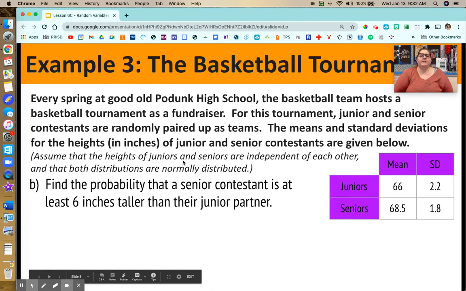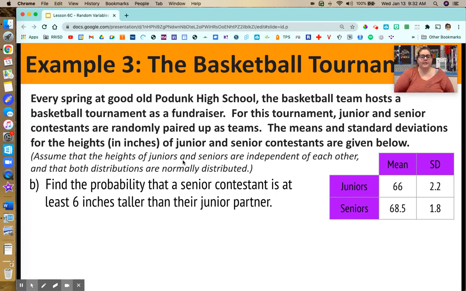And then part B, based on the same example, just to do one more practice, find the probability that a senior contestant is at least 6 inches taller than their junior partner. So this time, instead of finding if the junior will be taller than the senior, we want to know what's the probability that the senior would be at least 6 inches taller. Again, it's not the norm, because in our means, the senior is on average only 2.5 inches taller. So we're going to find what's the probability that just by chance we would get a senior that's at least 6 inches taller. The nice thing is that we've already found the mean and standard deviation for S minus J.